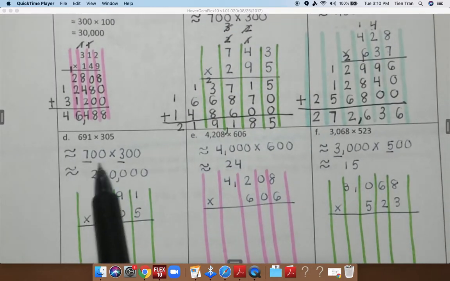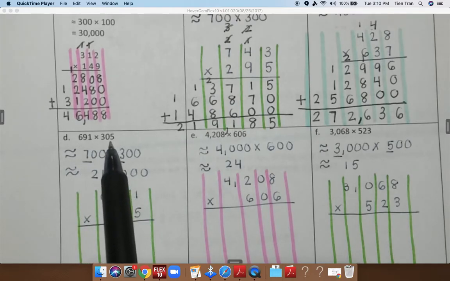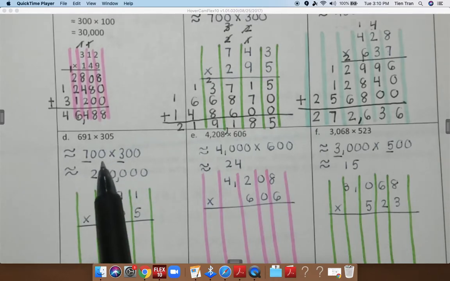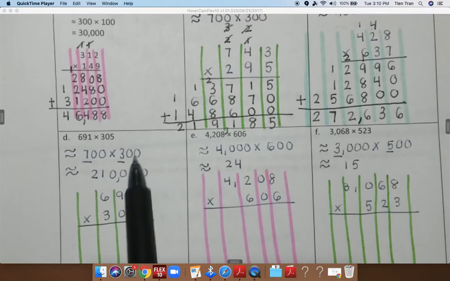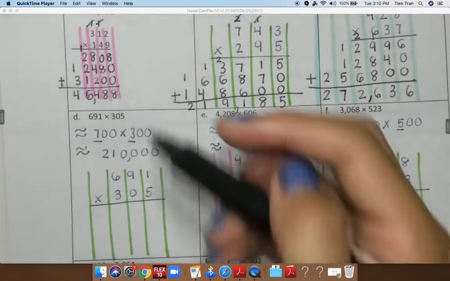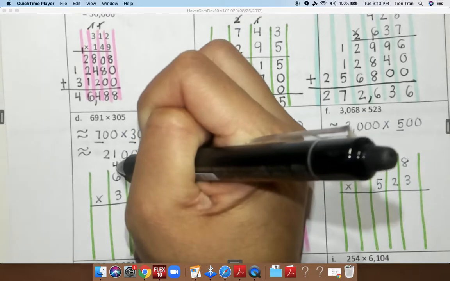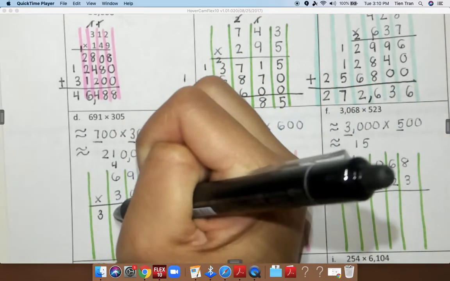I multiplied 700 times 300 by rounding 691 to 700, and then I am rounding 305 to 300 to the whole number. 7 times 3 is equal to 21, and then I'm adding 1, 2, 3, 4 zeros at the end. So now I am going to multiply. So I have 5 times 1, which is equal to 5. 5 times 9, which is equal to 45. 5 times 6 is 30. 30 plus 4 is 34.